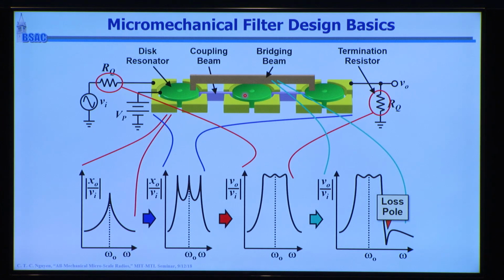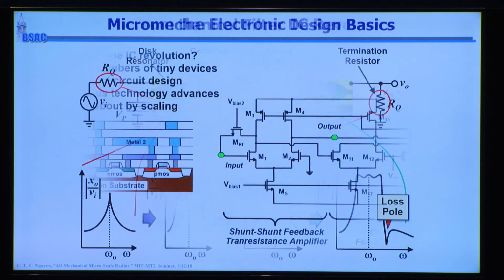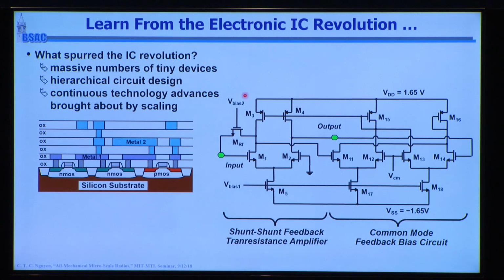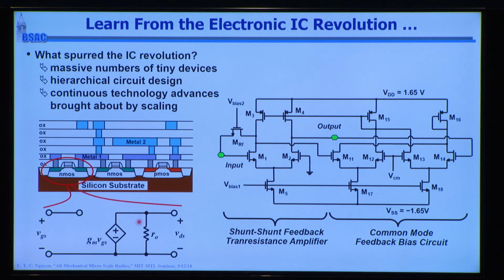People do this already almost with FBARs, except they're not all mechanical. In FBARs, you use several resonators, and you're sort of coupling them together with capacitive couplers. Okay? So what's really new about what people have been trying to do is they're trying to learn from the IC revolution. So what did we do with integrated circuit transistors? What spurred that revolution? Well, we had massive numbers of tiny devices. We had the ability to design circuits hierarchically. So you have the simple single device, you create some sub-circuit of that, and then you create your larger circuit with many of those. Continuous technology advantages brought about by scaling. Okay, so with this, this is integrated circuit CMOS transistors here. You know that this is a small signal circuit.